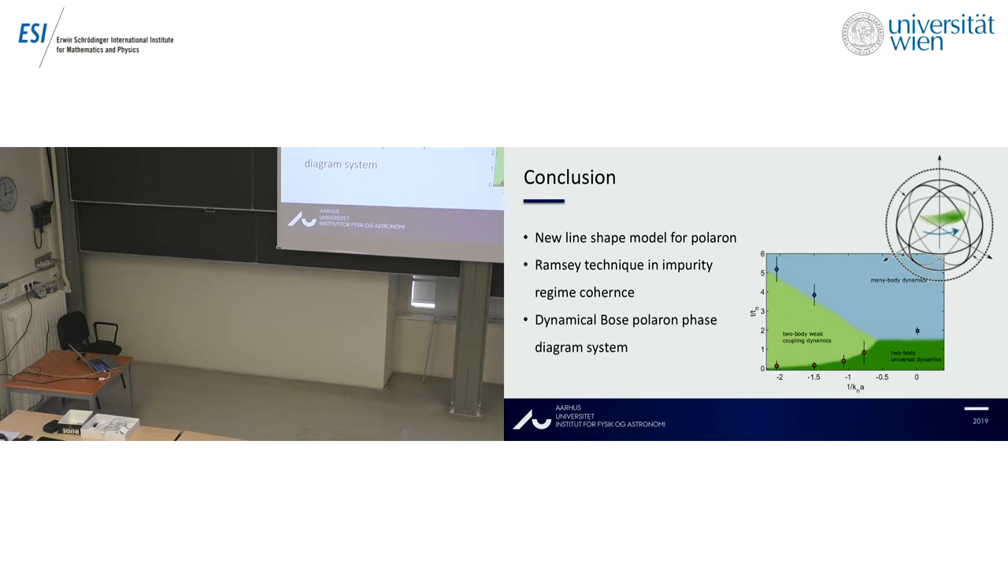I hope I've shown you how we can spectroscopically detect the polaron. I hope I've shown you that we can interpret those results well with an appropriate line shape function. And finally, that these Ramsey-type interferometric measurements give us access to a full dynamical phase diagram of the polaron.